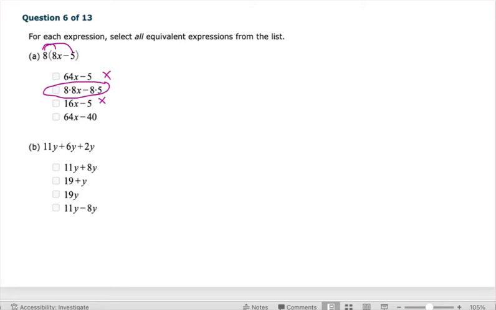And then if we did simplify this out, 8 times 8 is 64x, and 8 times negative 5 is negative 40. So this is good. So that one had B and D as answers.